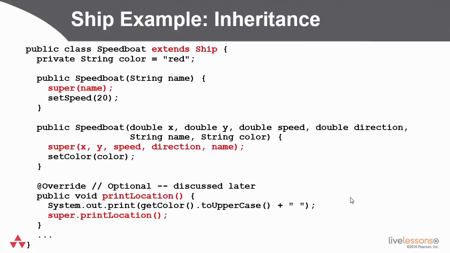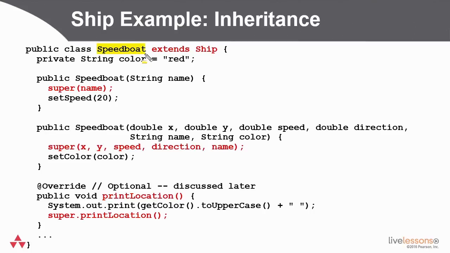Super can be used in two ways. First, it can be used as though it were a method call on the first line of a constructor. Second, super can be used as though it were a variable name inside the body of a local method that overrides or shadows an inherited one. Let's look at the first use of super first. So I make a class called speedboat.